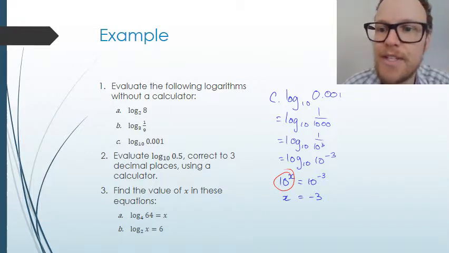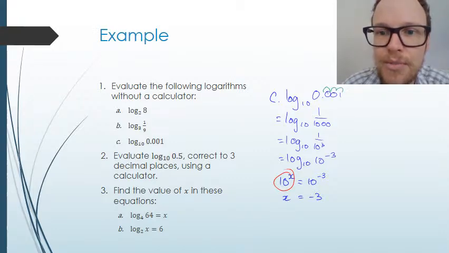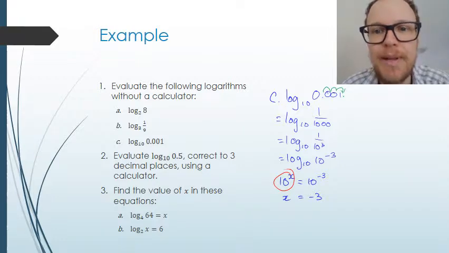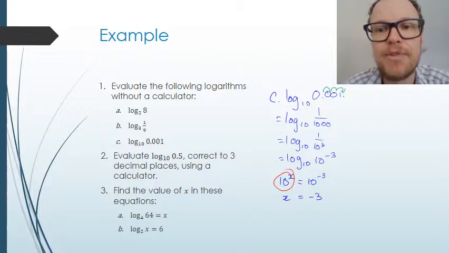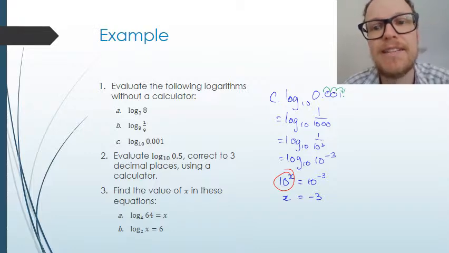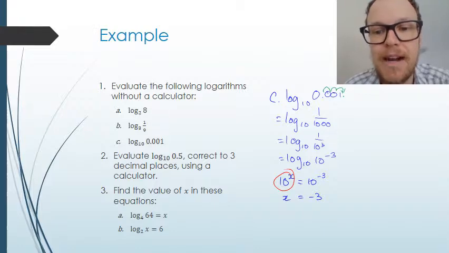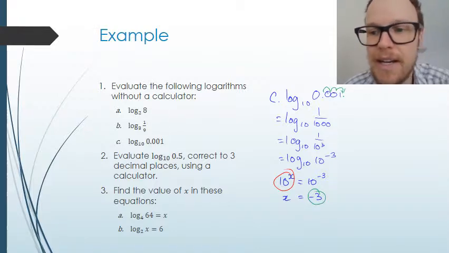So for this example here, I've shifted the decimal point 1, 2, 3 from 1. Because I've shifted it 3 places and it's gotten smaller, I've shifted it 3 places to the left to get 0.001, that means that the value for this logarithm is negative 3.